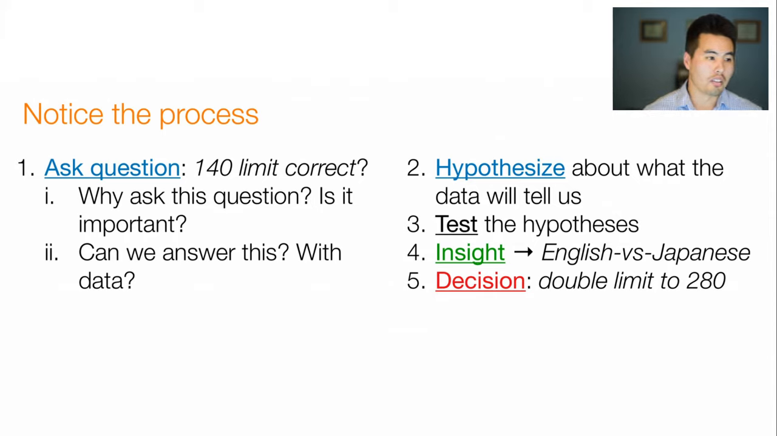So to bring all of this home, the cycle that we see here in this example from Twitter follows many of the major steps that we talked about earlier of asking a question that has business importance, that has a specific actionable outcome, and that has data that can support it.